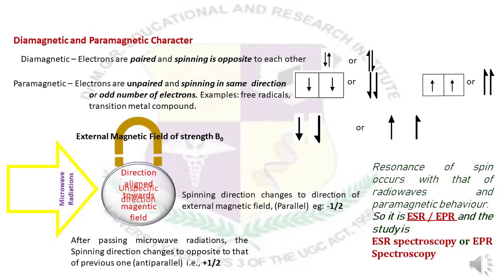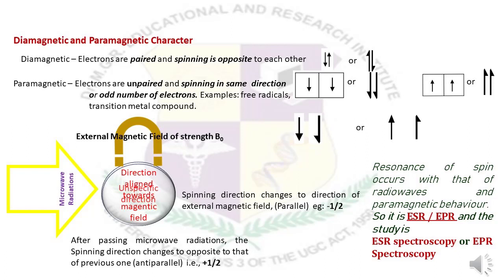Let us talk about the magnetic property of elements. If an element has electrons paired up and the spinning is in opposite direction to each other, that is, if one is in plus half, the other is in minus half magnetic quantum number, then the total magnetic quantum number will be 0, and that will contribute to a diamagnetic character. So such elements cannot be studied with ESR and EPR spectroscopy. The reason we will find out shortly.